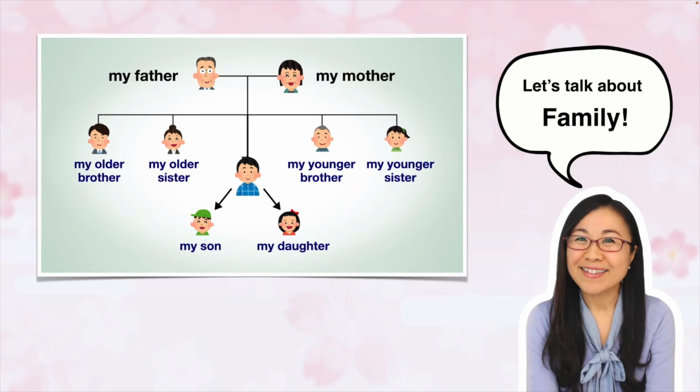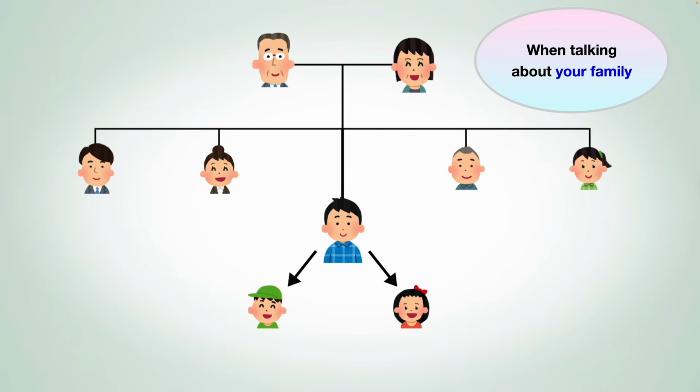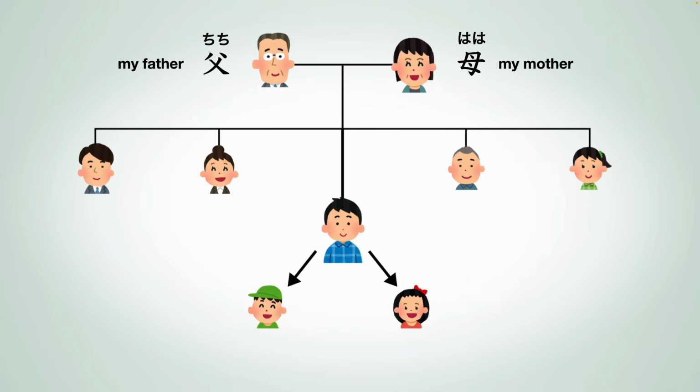First of all, let me introduce how to refer to your family members in Japanese. Use these family terms only when talking about your own family, not other people's family. My father, 父. My mother, 母. My older brother, 兄. My older sister, 姉.